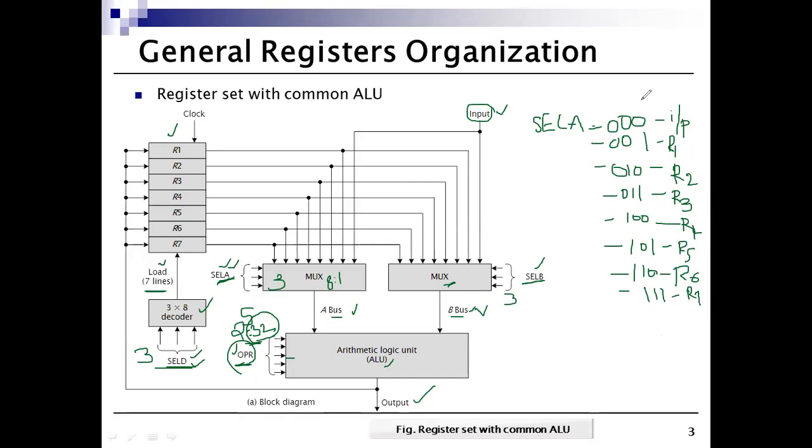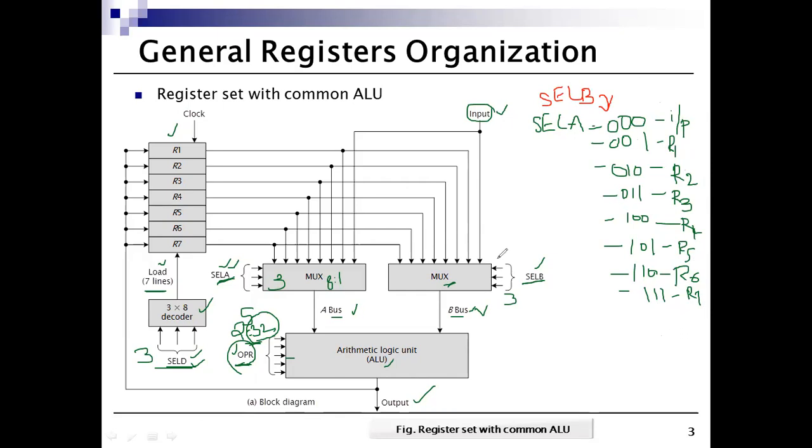This selection is the same even for SELB. For SELB, the other 3 control inputs, it is the same selection: 0, 0, 0 input, 0, 0, 1 R1, 0, 1, 0 R2 and so on.